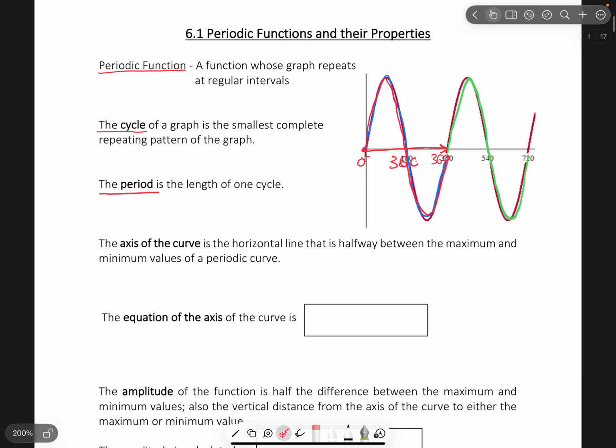Now we can get into the axis of the curve. The axis of the curve is the horizontal line that is halfway between this entire graph. It's exactly halfway between. It's the average of this graph, so it's going to be running through the middle. For this graph, the axis of the curve is this line I'm highlighting here, which is the x-axis.